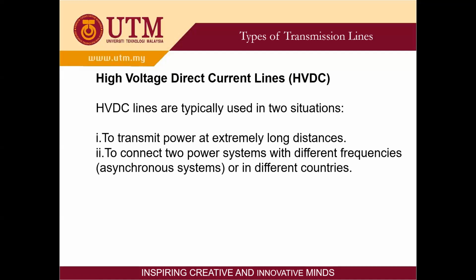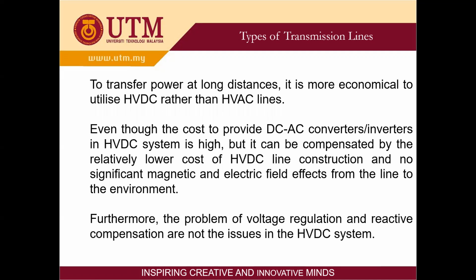Also, if Malaysia has a surplus in generation of power, it can sell to Thailand, but it also needs to convert from 50 Hertz to 60 Hertz. So this HVDC transmission line provides that interface. To transfer power over long distance, it is more economical to utilize HVDC rather than HVAC.